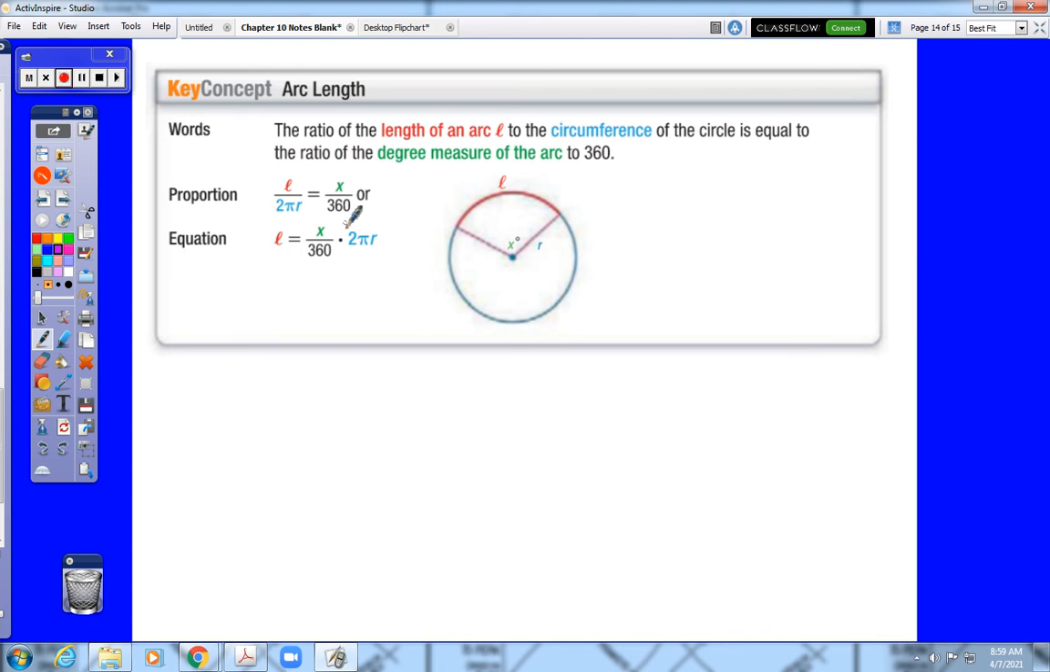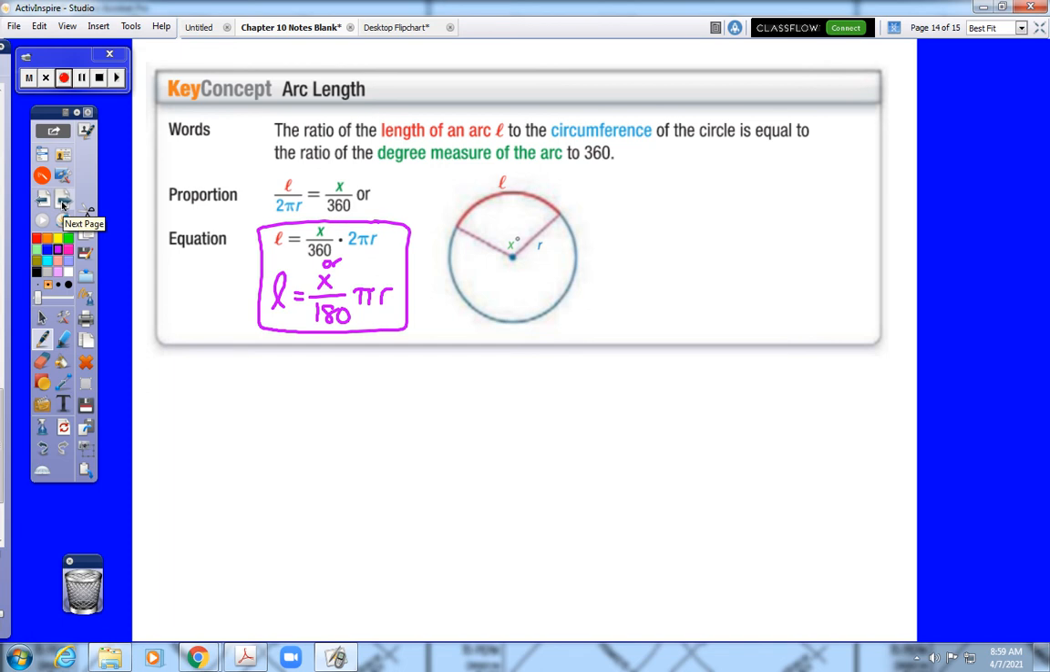Now, you can use that equation, or you can simplify that as we did in the previous unit to x over 180 pi r. Either one of these equations will work. It doesn't matter which one you use. Okay, they both work just fine for arc length.